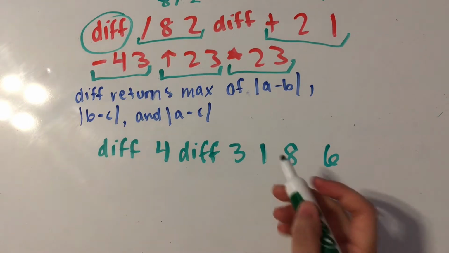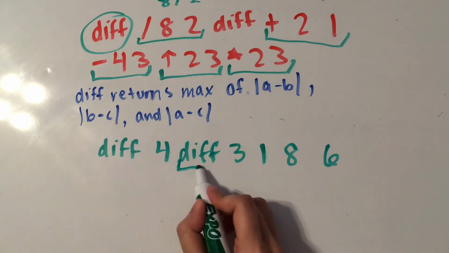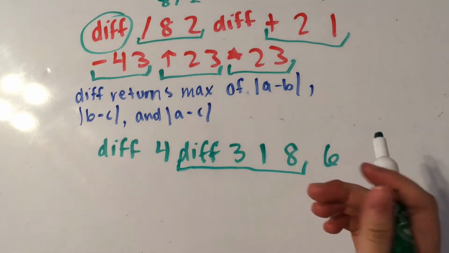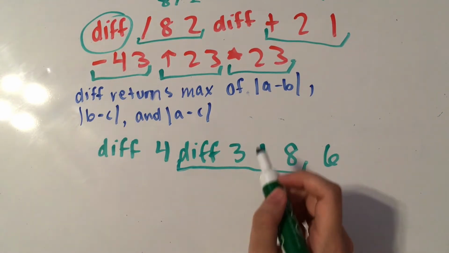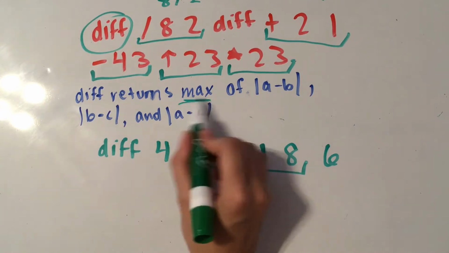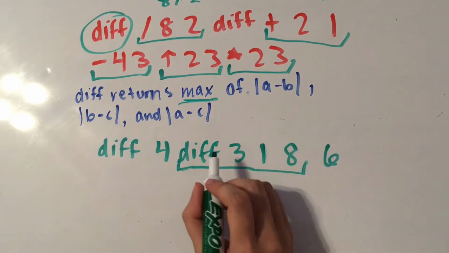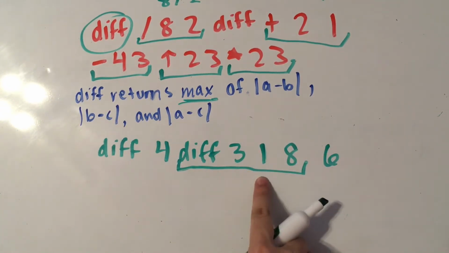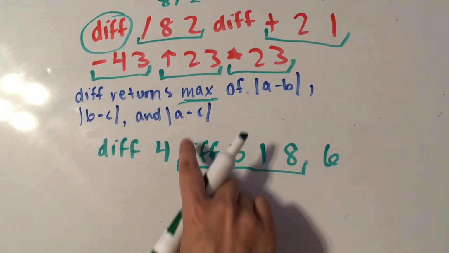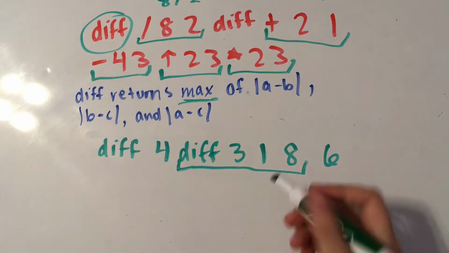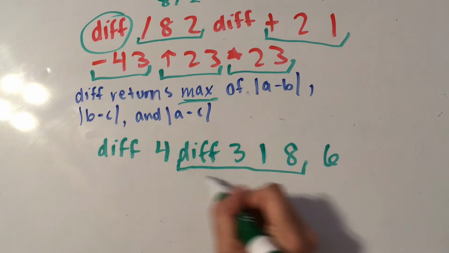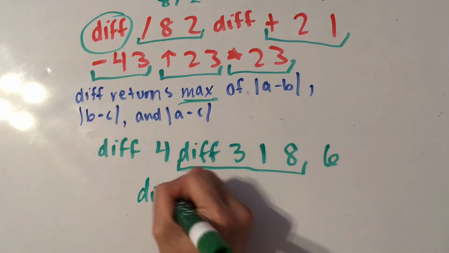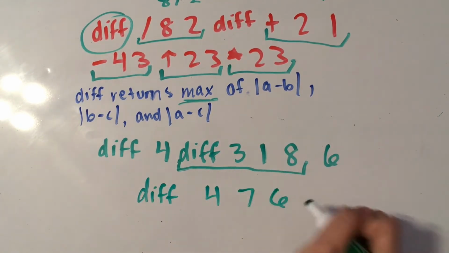Okay, so I see that this diff has 3 numbers coming after it, because before we said that diff takes in 3 parameters, so this is perfect. So it returns the maximum of absolute value of a minus b, which is 2, absolute value of b minus c, which is 7, and then a minus c, which is 5. So obviously 7 is going to be the bigger number. So this simplifies to 7, and we get diff 4, 7, 6.